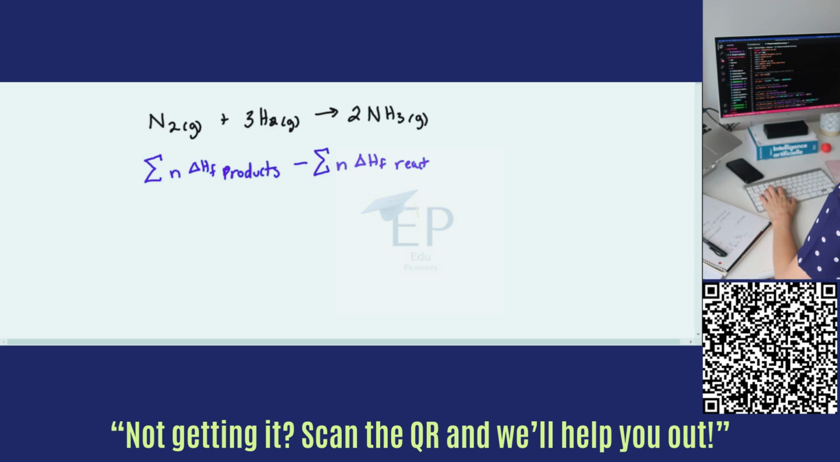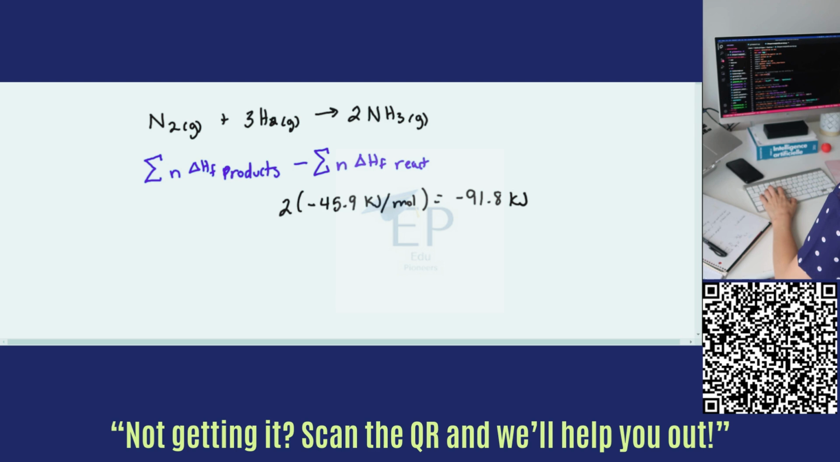Now, my reactants should be 0 on all of these because they're in standard states. So all I really am doing is multiplying the number that I find for my product by whatever coefficient is in front of it. For NH3, we have to do 2 times negative 45.9, which is what I find in my table for the delta H of NH3. This is going to give me a negative 91.8 kilojoules.